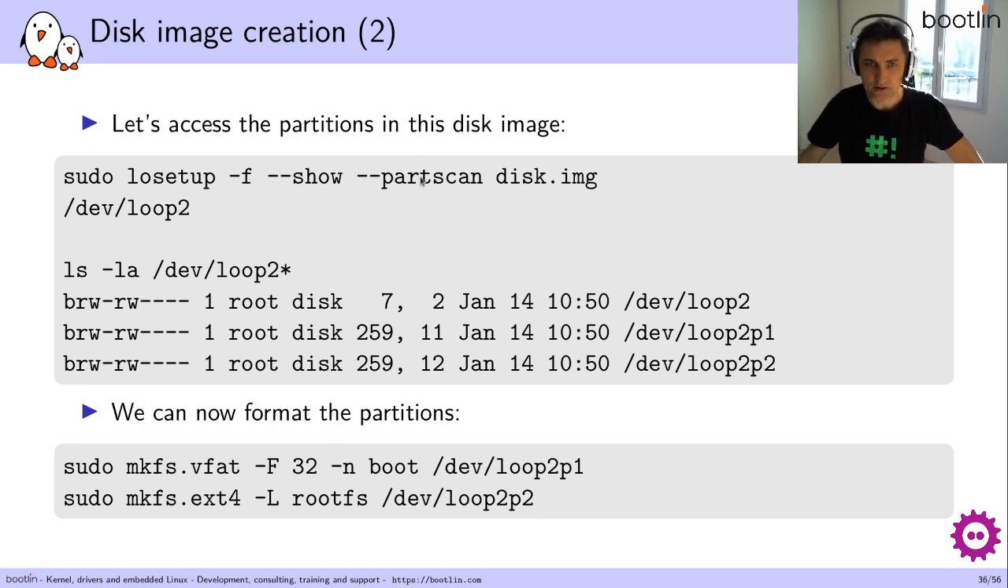Now we can access the partitions in this disk image using the losetup command that associates a block device like /dev/loop0 to the image file. What's new here for me, I just discovered recently the --partscan option that allows to automatically detect the partitions inside a disk image rather than having to manually define offsets and things like that and set up further loop devices for the partitions inside the disk image. So that's very convenient. You have loop2p1 and loop2p2, which we can now format with normal commands, mkfs.vfat and mkfs.ext4.